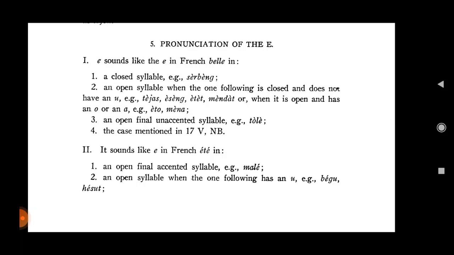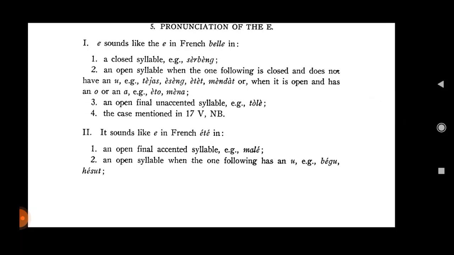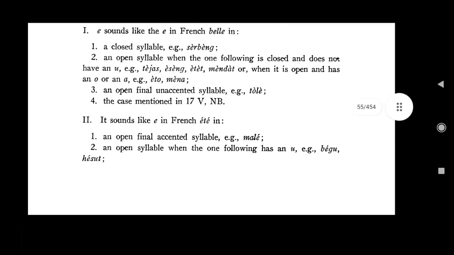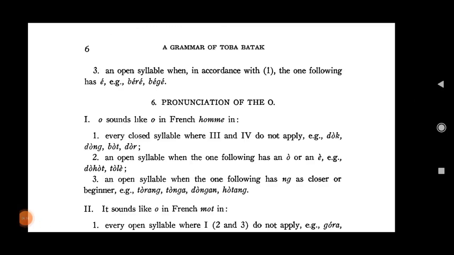Pronunciation of the A. A sounds like the A in French belle in a closed syllable, igi serbing; in an open syllable when the one following is closed and does not have a U, igi teyas, eseng, etet; or when it is open and has an O or an A, igi eto, mena; as an open final unaccented syllable, igi tole. It sounds like A in French été in an open final accented syllable, igi mare; in an open syllable when the one following has a U, begu, hesut; and in an open syllable when the following has an A, ege, bere, bege.